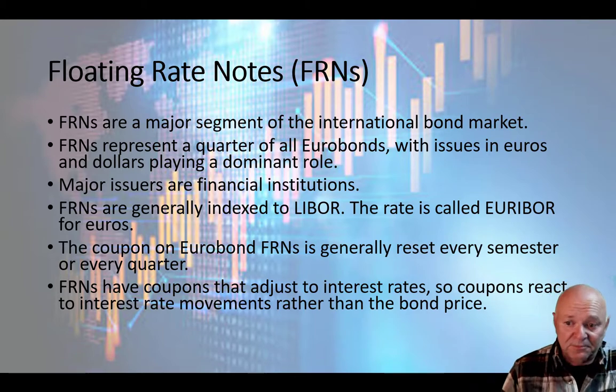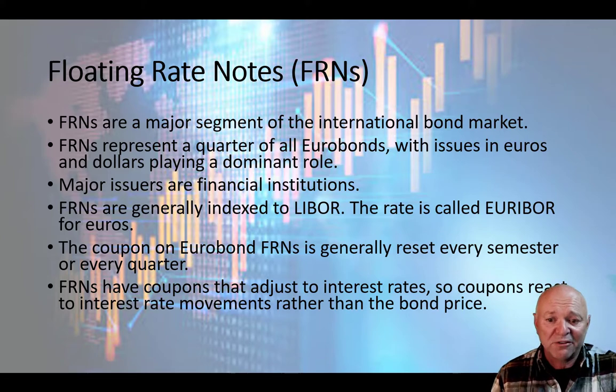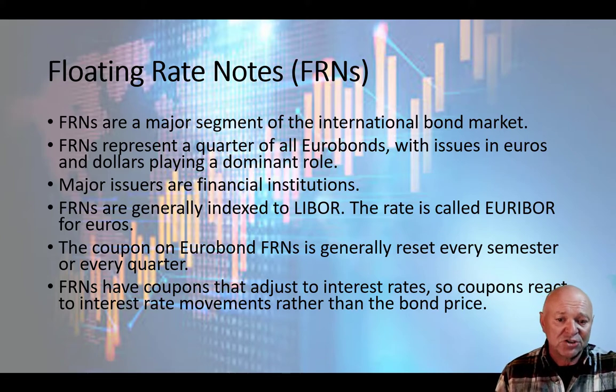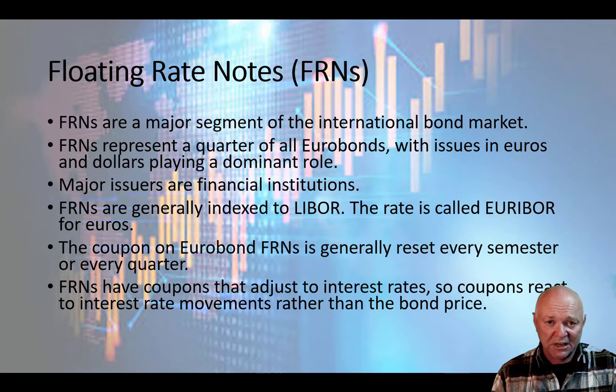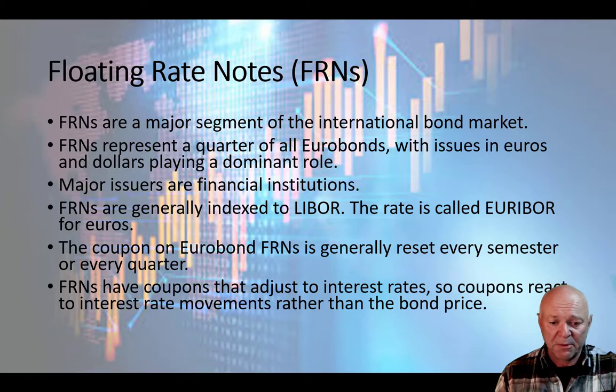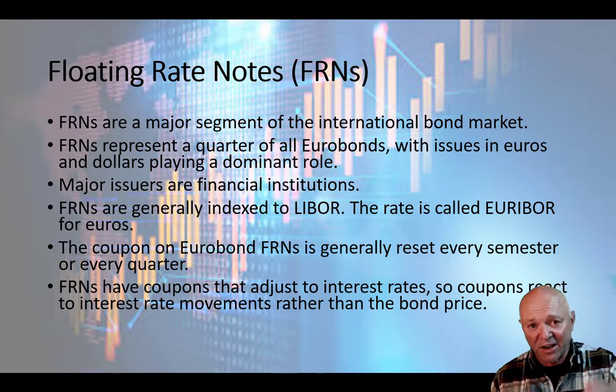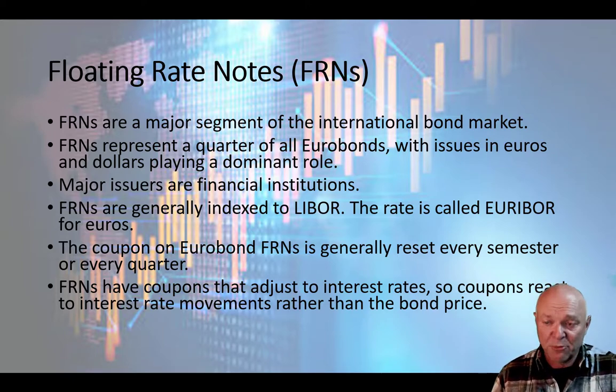The coupon rate for floating rate notes is generally reset every quarter. So they will take the quoted rate and reprice it or reset it on a quarterly basis. They have coupons that adjust to those floating rates, those rates that are going to be repriced. So the coupons will change along with the interest rate movements of that underlying index, LIBOR, for example.